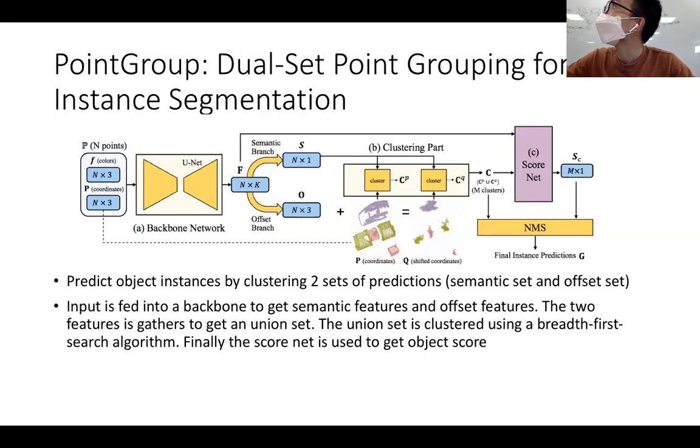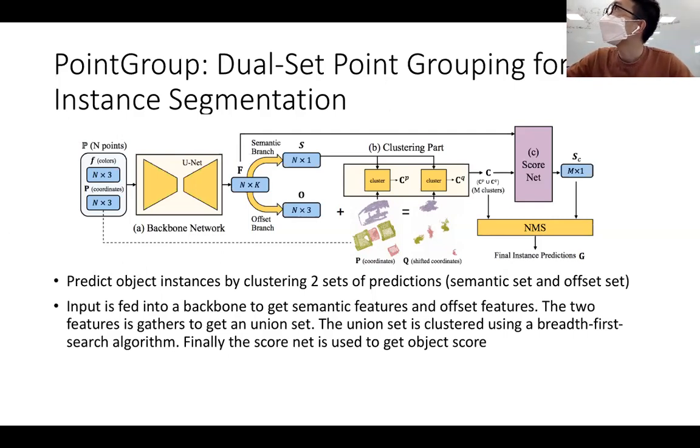So they depend on two things. They have the semantic branch, which gives one cluster, and they have the offset, which gives another cluster. So they have two clusters, and they take the union of the two clusters into the total cluster. And they do some pruning, because when you have two sets, they have overlap. If you have overlap, you have to prune it to remove the overlap.